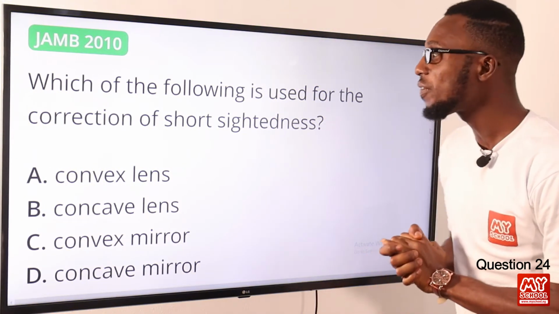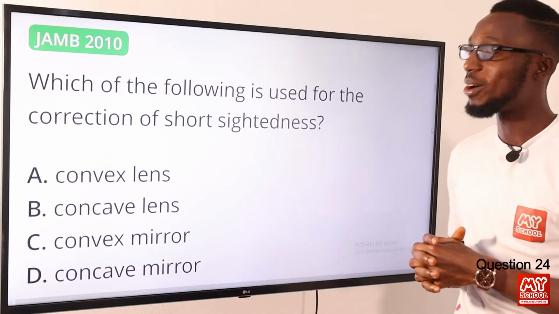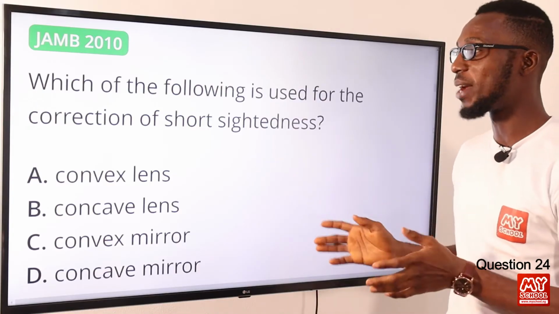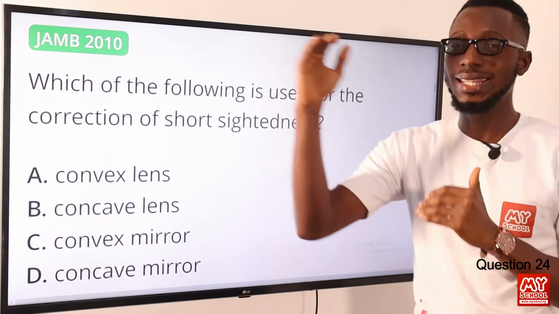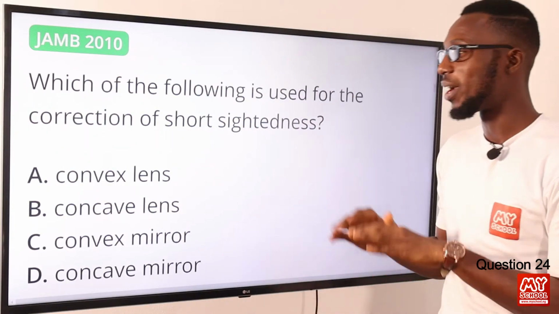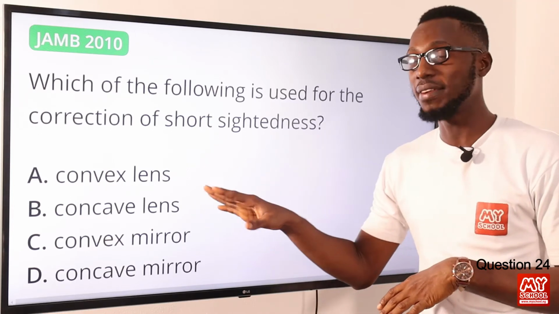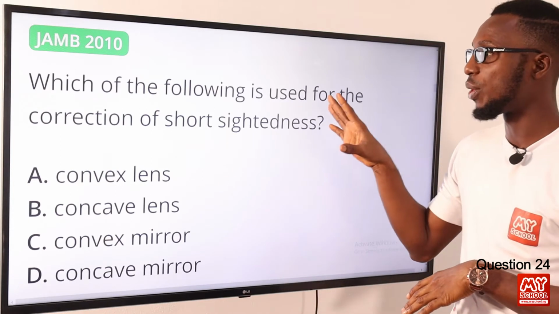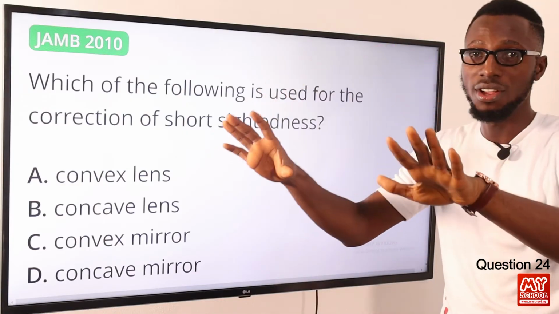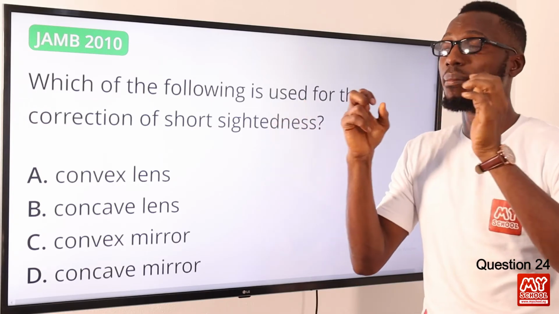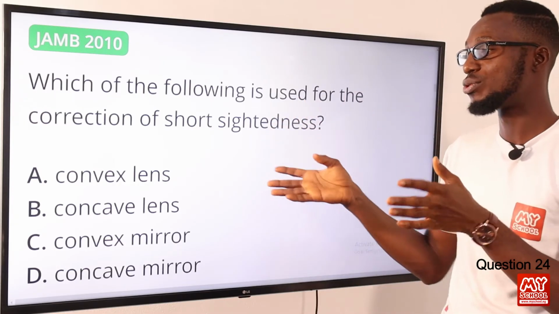24. Which of the following is used for the correction of short-sightedness? This can be referred to as myopia. Such people with that kind of eye defect can't see distant objects clearly. So in that case, what you need is a concave lens or a diverging lens. This is because it can be that the eyeball is too long, or the converging power is just too much. So what you just need is to diverge.